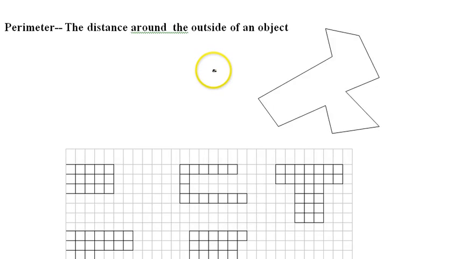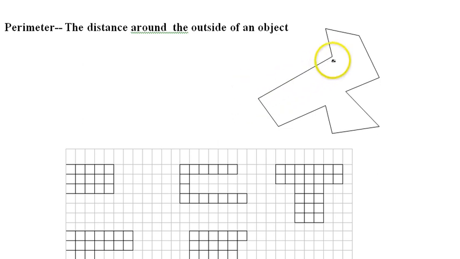Alright, so today we're doing perimeter. And what perimeter represents is the distance around the outside of an object. I guarantee you've heard it in army movies that say, patrol the perimeter! Or put a barrier around the perimeter. It just means the outside. That's what a perimeter is.